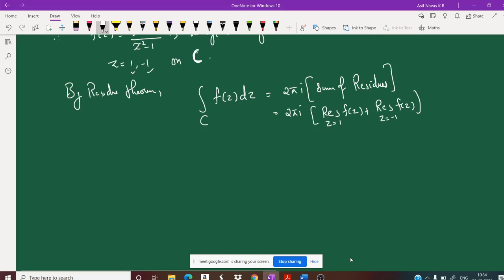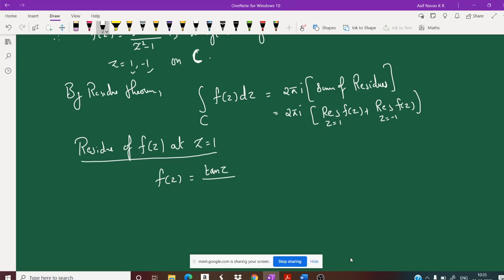So now we will find the residue of f of z at z equal to 1. First we will find the residue. So what is f of z here? f of z is tan z divided by z square minus 1.